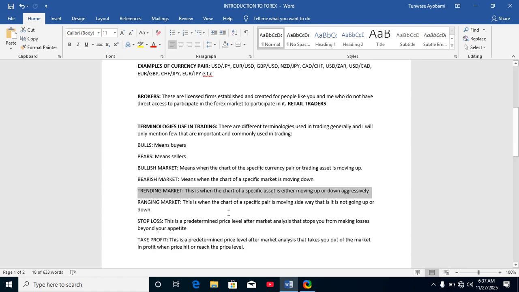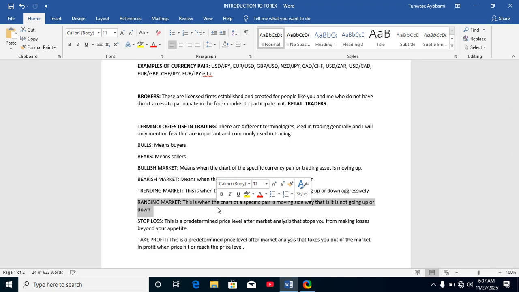Do you understand? Then we have the ranging market. This ranging market has to do with the market moving sideways. The market is not going up, it's not going down, it's just moving in a sideways formation. Just moving up and down, up and down. There's no direction. If it goes up, it will come down, then up, then come down again. So that's a sideways market.